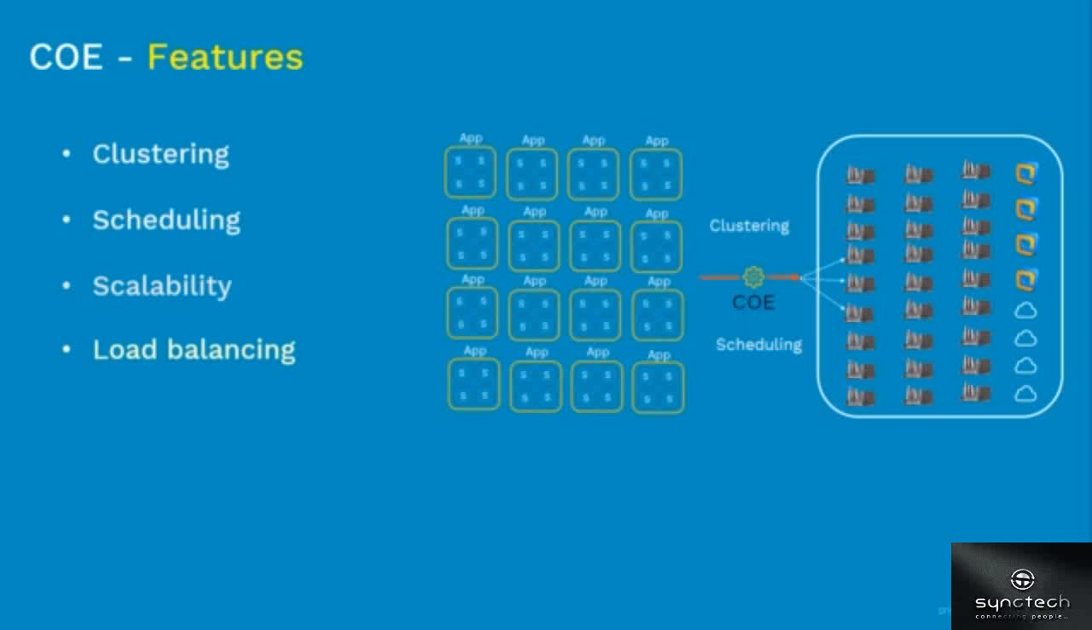And the next feature is fault tolerance. As we know, our containerized apps run inside containers, and these containers run on top of worker nodes. So what if the container goes down or the worker node itself goes down? And this is where the fault tolerance feature comes in.